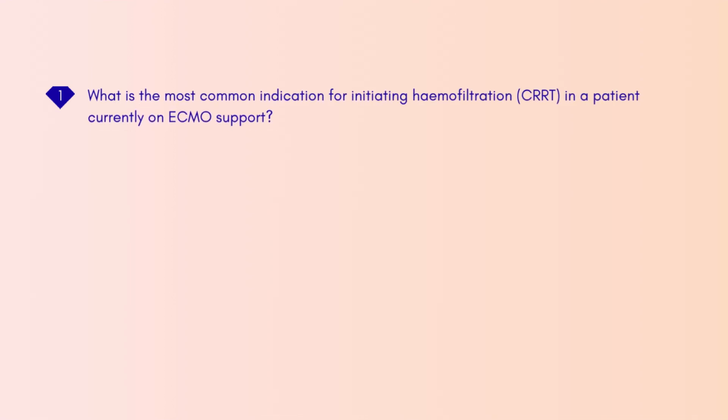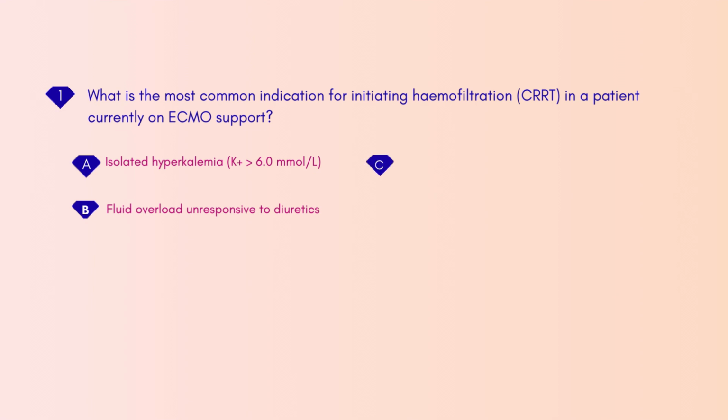What is the most common indication for initiating hemofiltration, CRRT, in a patient currently on ECMO support? A. Isolated hyperkalemia, K plus greater than 6.0 millimoles per liter. B. Fluid overload unresponsive to diuretics. C. Prophylactic prevention of AKI. D. Drug overdose clearance. Answer: B.